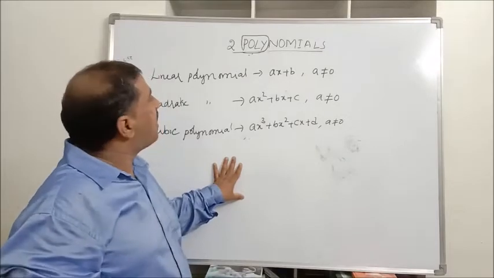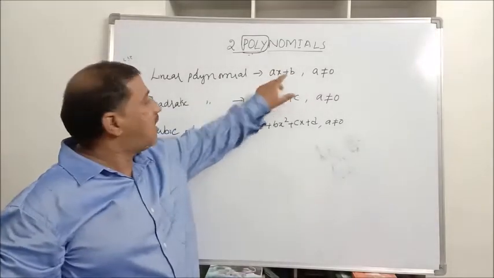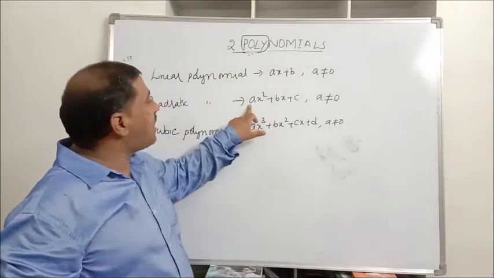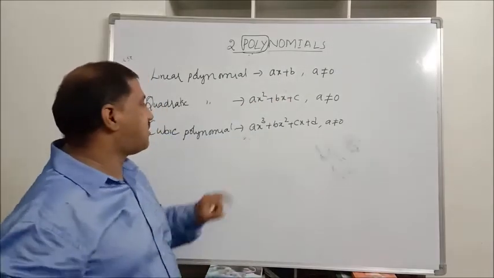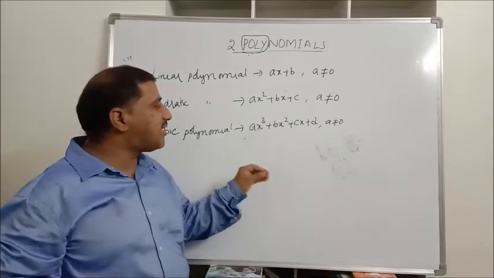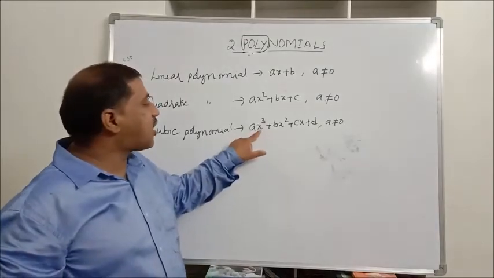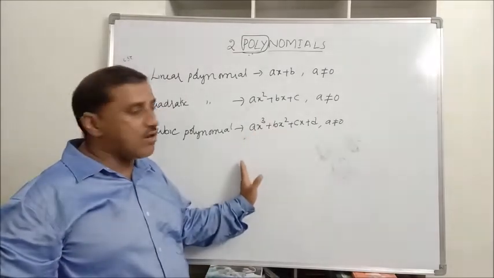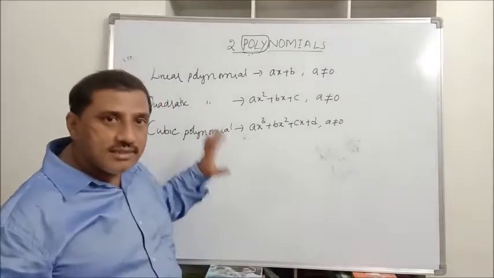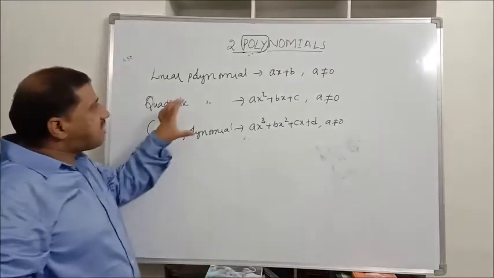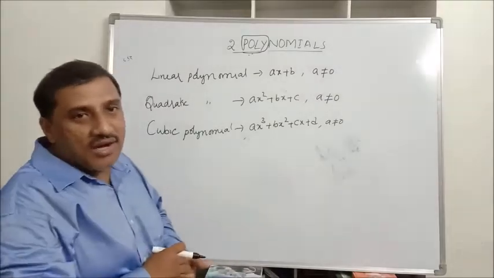Whose degree is 3. Now, here what is a? In the quadratic ax square plus bx plus c, a is the x square coefficient, b is the x coefficient, and c is the constant. In ax cube plus bx square plus cx plus d, where a is not equal to 0, a is the x cube coefficient, b is the x square coefficient, c is the x coefficient, and d is the constant term. So this is the general form of a linear polynomial, quadratic polynomial, and cubic polynomial.